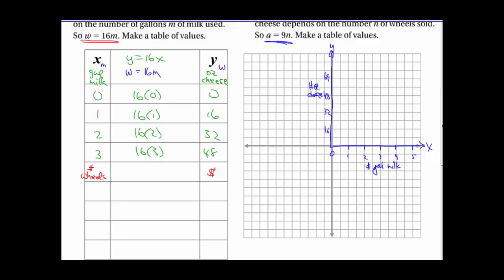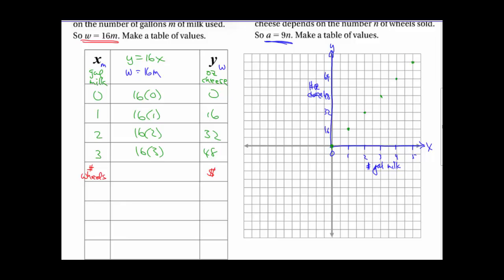If we graph these points, so 0, 0, 1, 16, 2, 32, and 3, 48. If you notice, if I asked you 4 times 16, we would keep going and get 64. If we were to do 5 times 16, we would go up to 80.